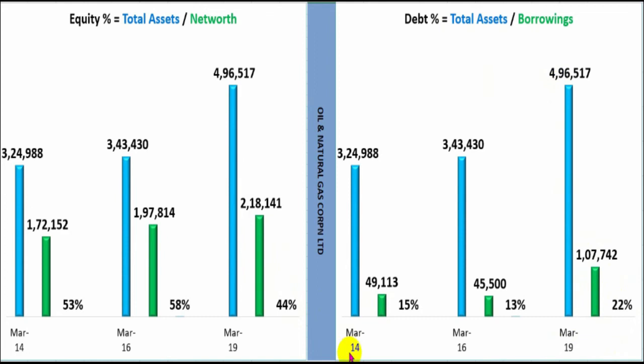And if we look at March 14 and 16, the overall debt position was very low at 15% and 13% of the total assets, whereas the equity contribution was more than 50% of the total assets in 14 and 16. So overall, the company's position is still comfortable.